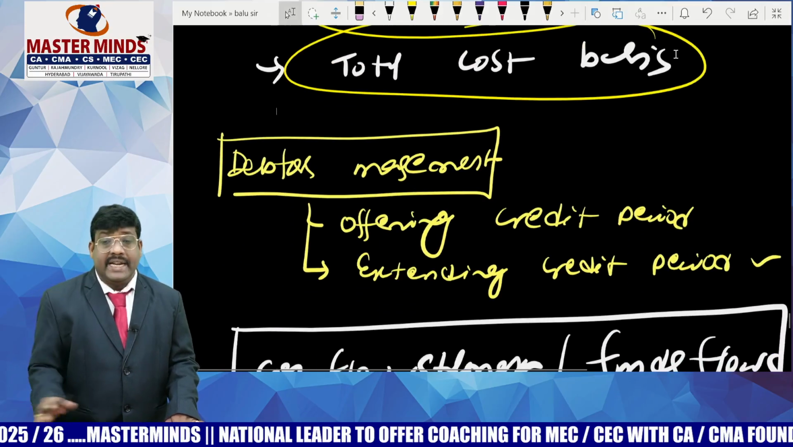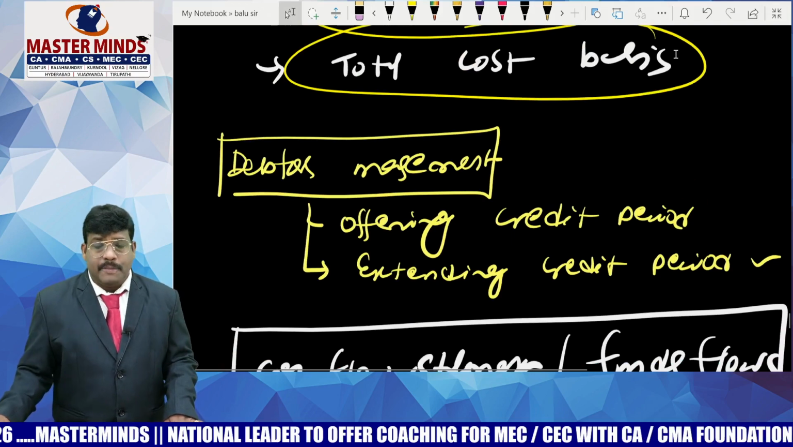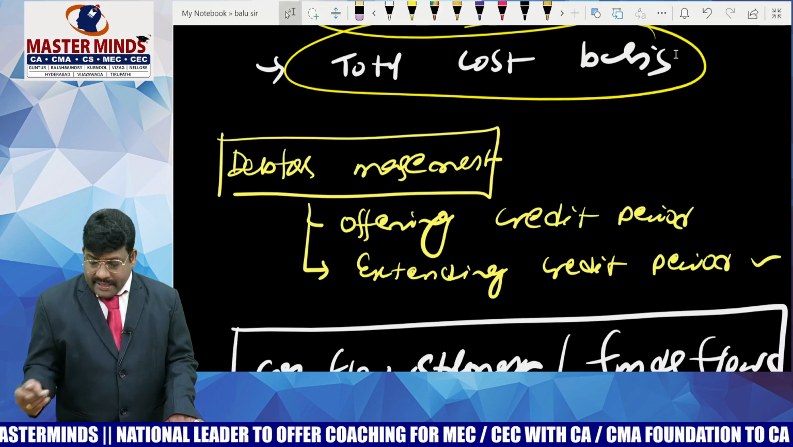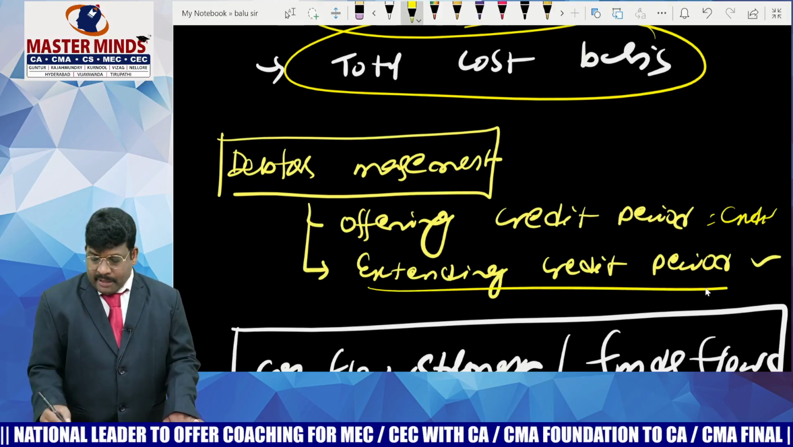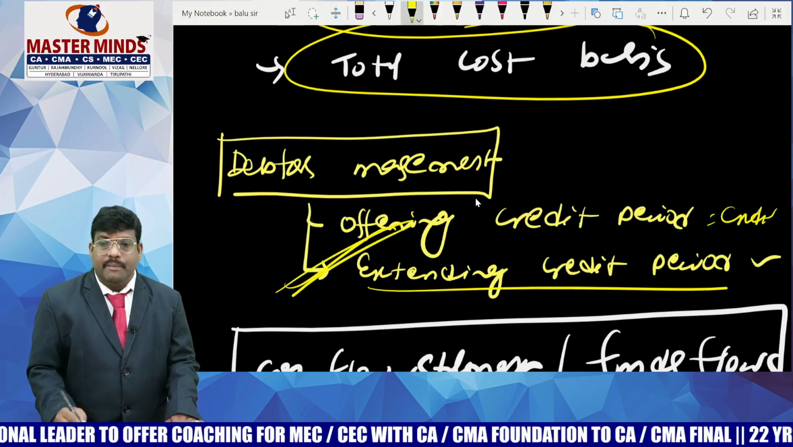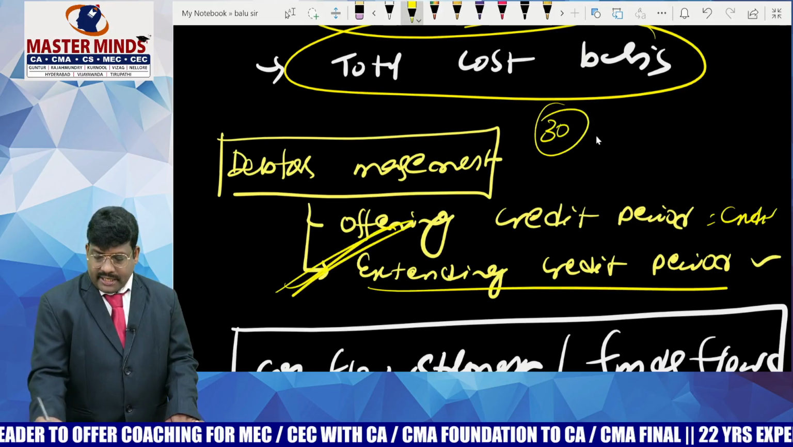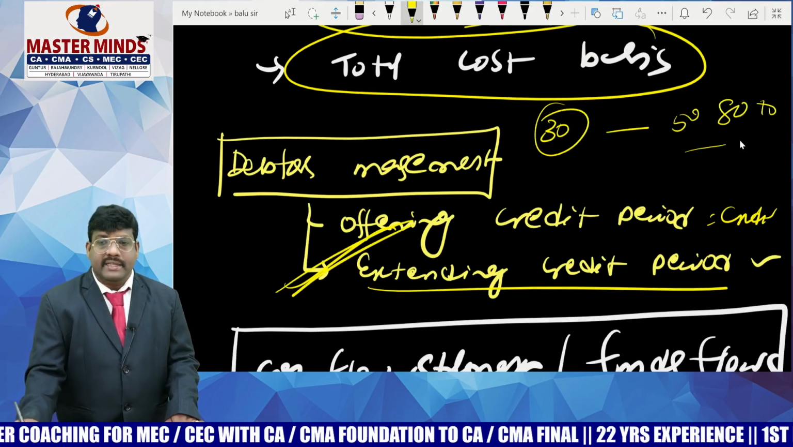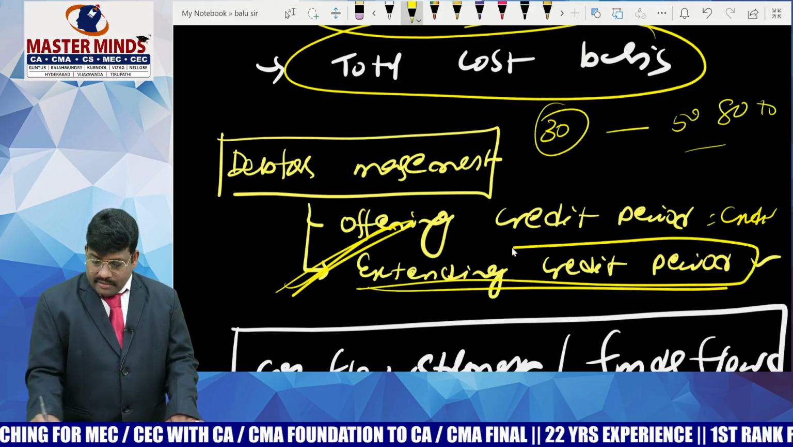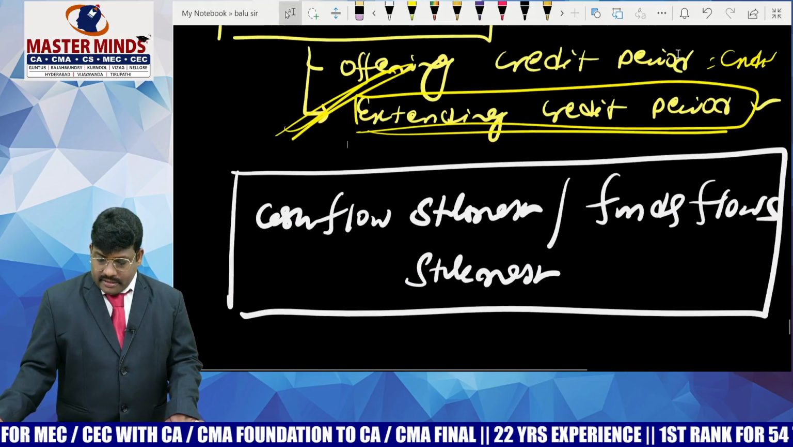And thereafter, debtors management. Debtors management is also very, very important. Offering a credit period, such a credit policy, how to evaluate extending the credit period. This model is very, very important because presently we are offering 30 days. Next time you may want to go with 50, 80, 100 days like that, right? So this policy plays a very, very important role, right?